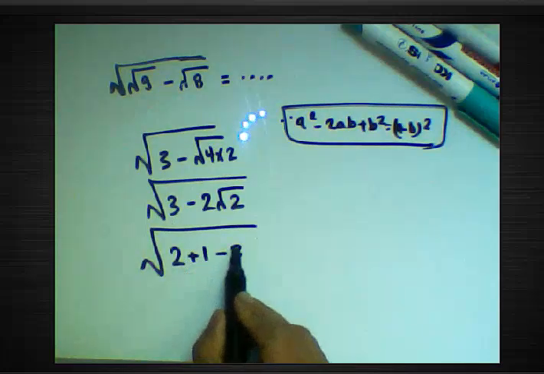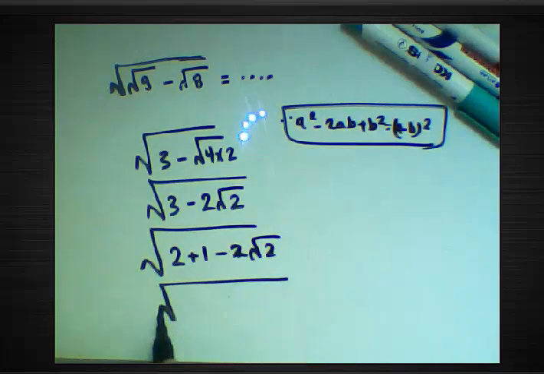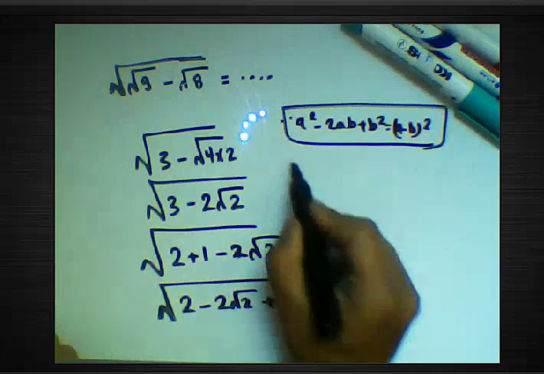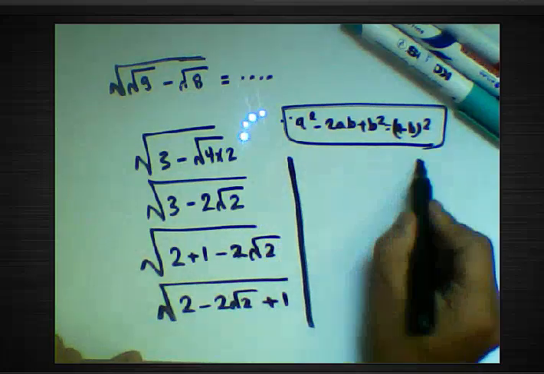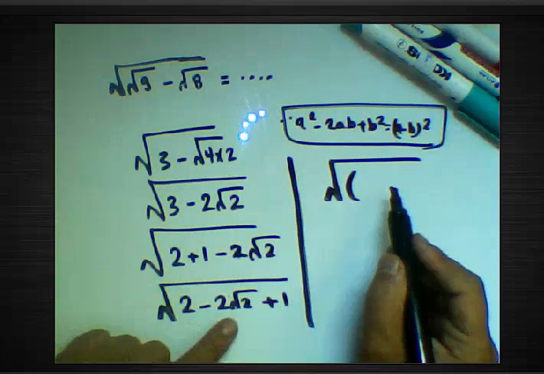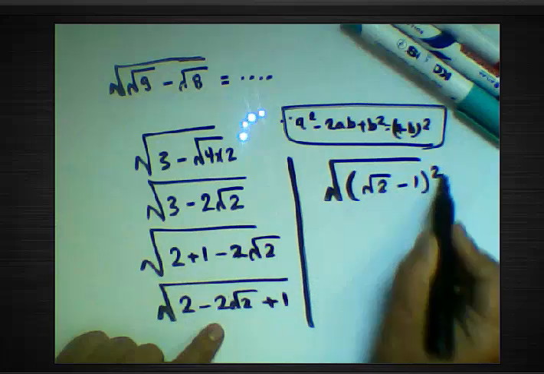Subtract by 2 root 2. And then we can write here 2 subtract 2 root 2 plus 1. And then we can complete this square root here. Write the first here, the square root of root 2 minus 1, all power 2.